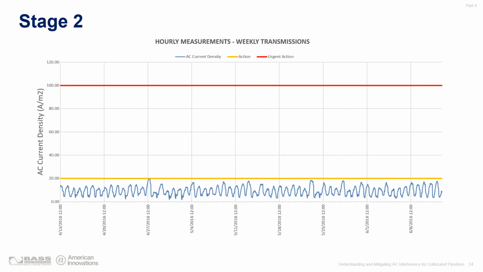When you get to stage 2 and you've turned down to your hourly measurements, then at that point you can lower your bill again, and you're taking measurements less often now.